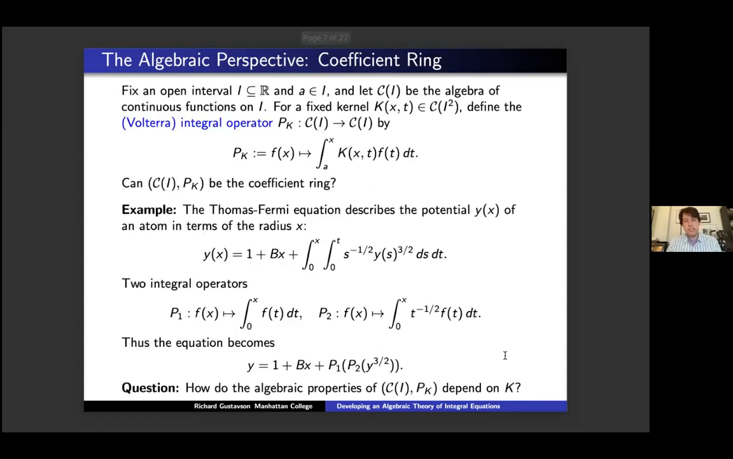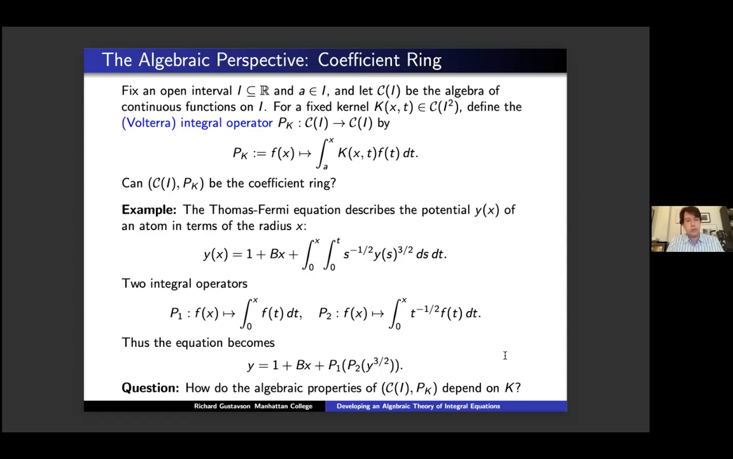So let's just see what we need in order to do that. First, we need an analog of a differential ring, right? We need the coefficients of whatever this integral polynomial algebra will be. So let's see if we can develop that. Let's fix an open interval I and an element a in that interval. That's going to be the fixed lower limit of integration.